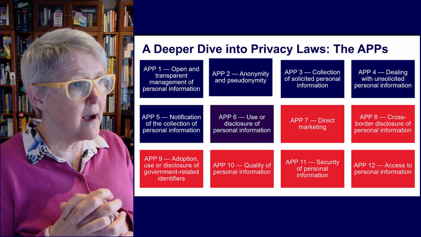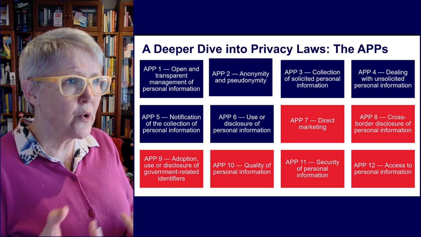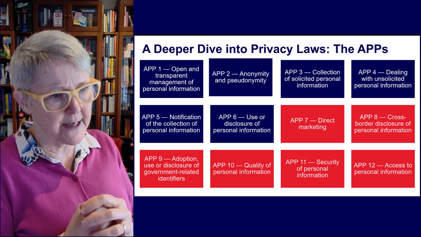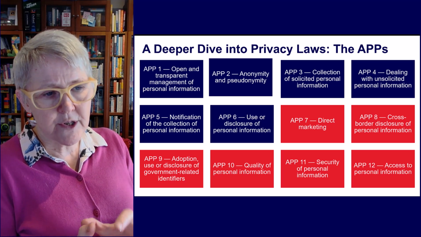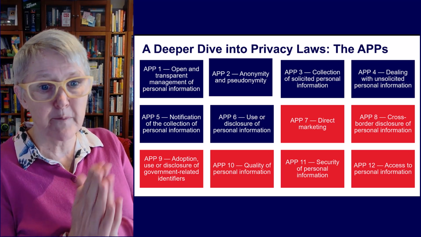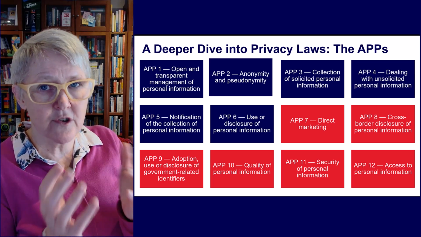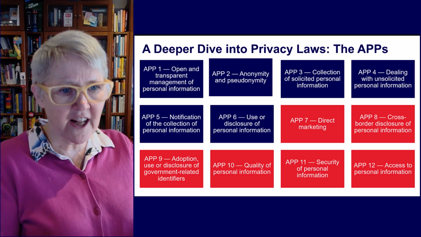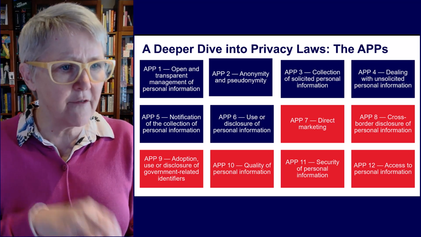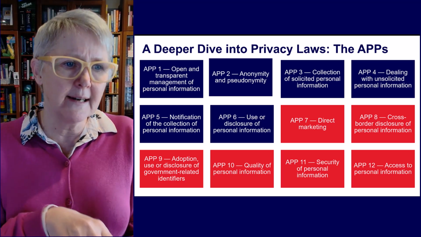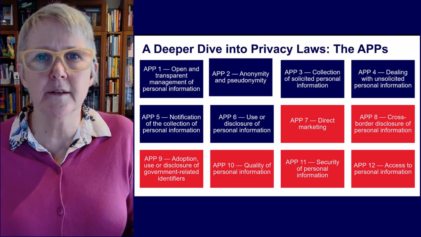APP6 is about the use or the disclosure of personal information. So if a company collects personal information for the purpose of improving its services, and it has consent to collect for that purpose, it can't use that information for any other purpose unless it obtains consent from individuals. So let me give you a hypothetical example here.